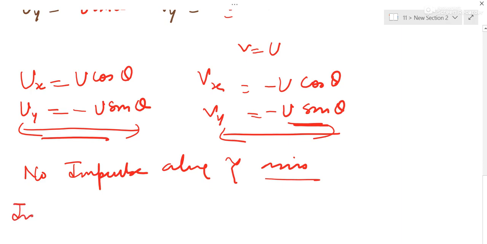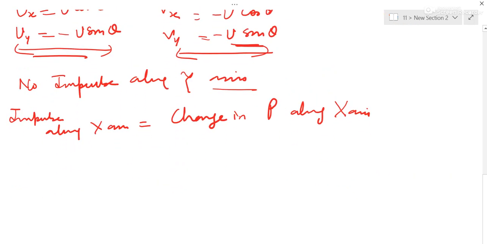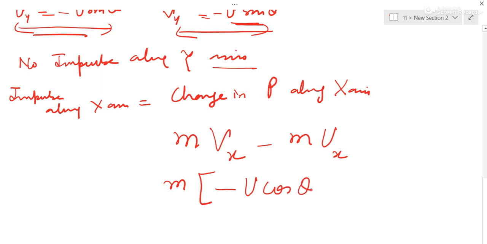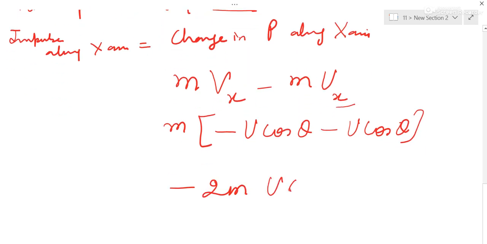But along the x-axis, the impulse will be the change in momentum along the x-axis. So it's mvx minus mux. Taking m common, what is vx? This is minus u cos theta, and this is u cos theta with sign. So it's basically minus 2mu cos theta.